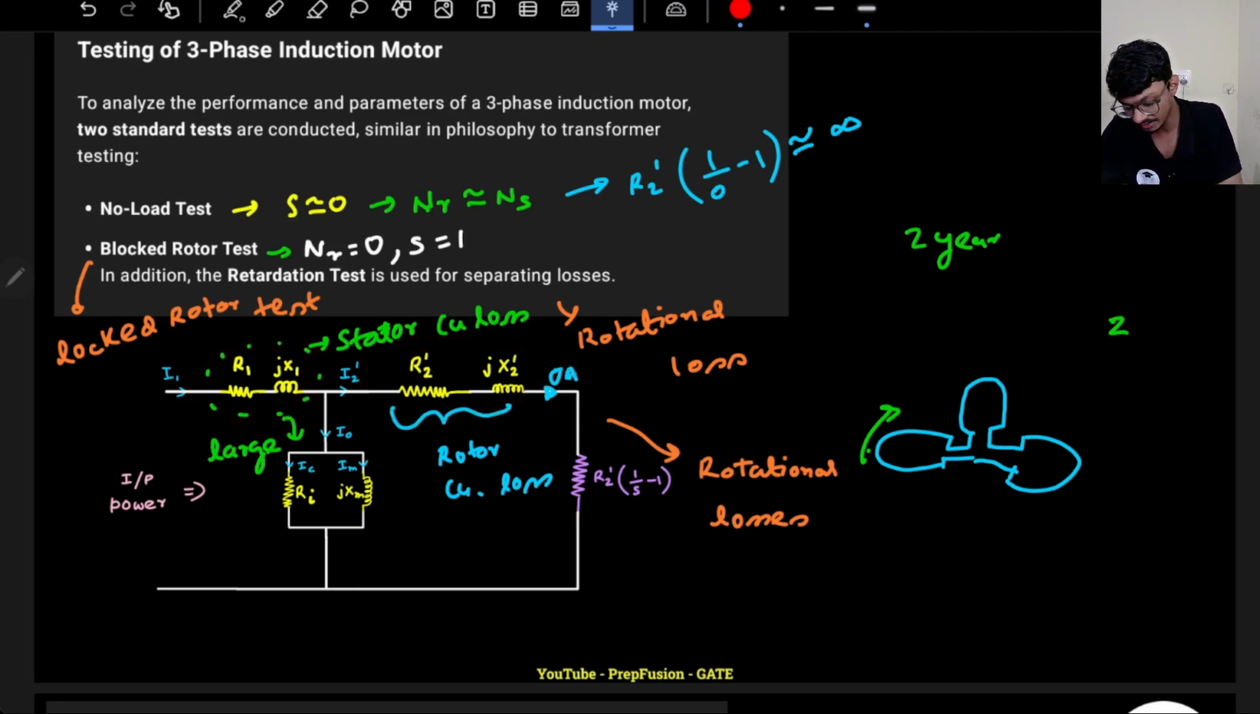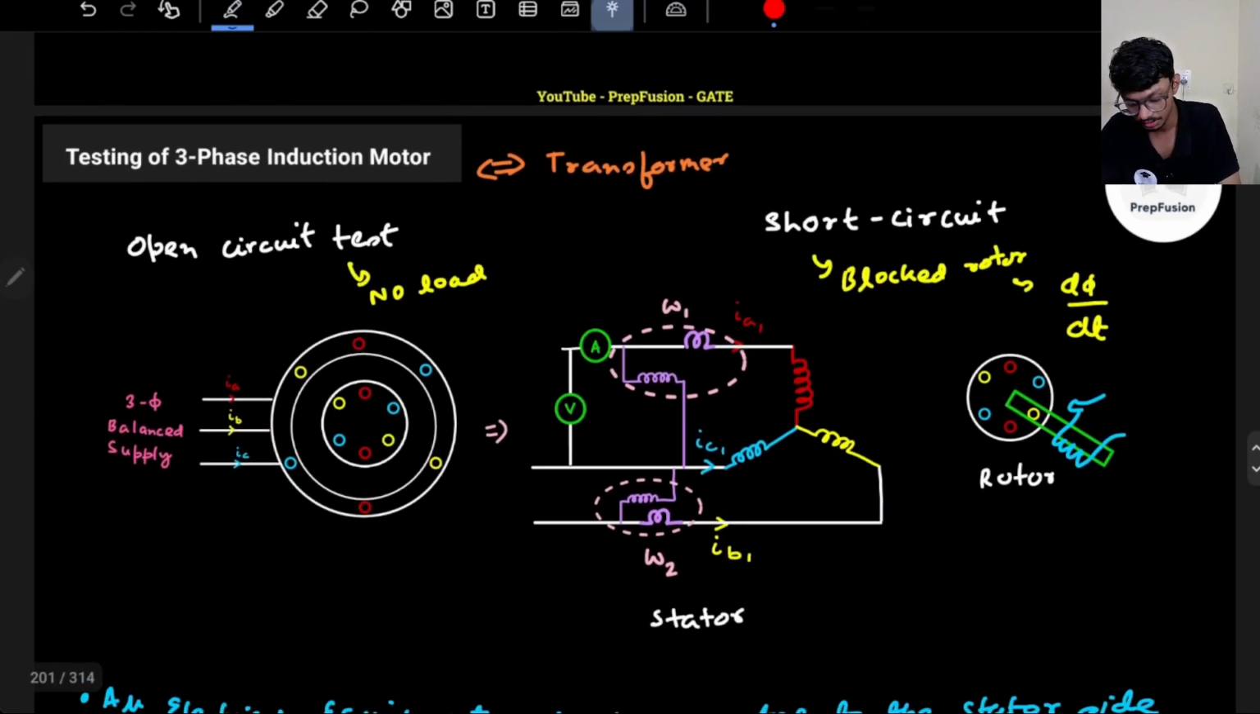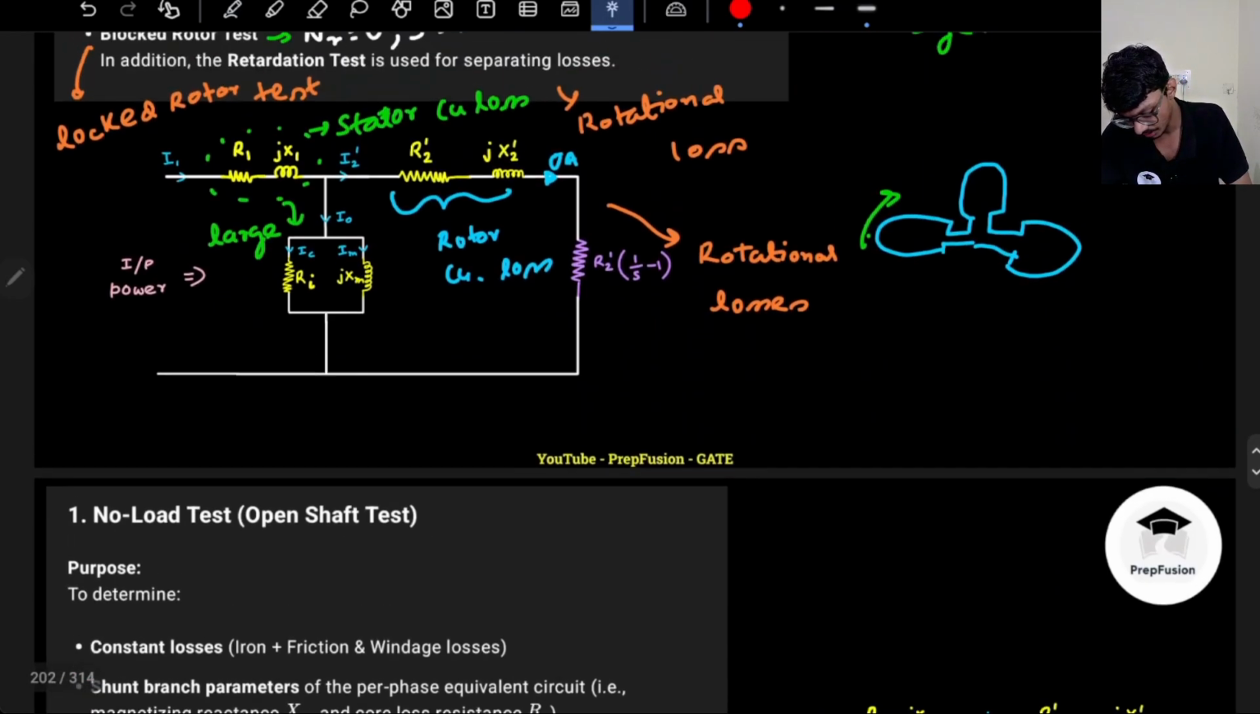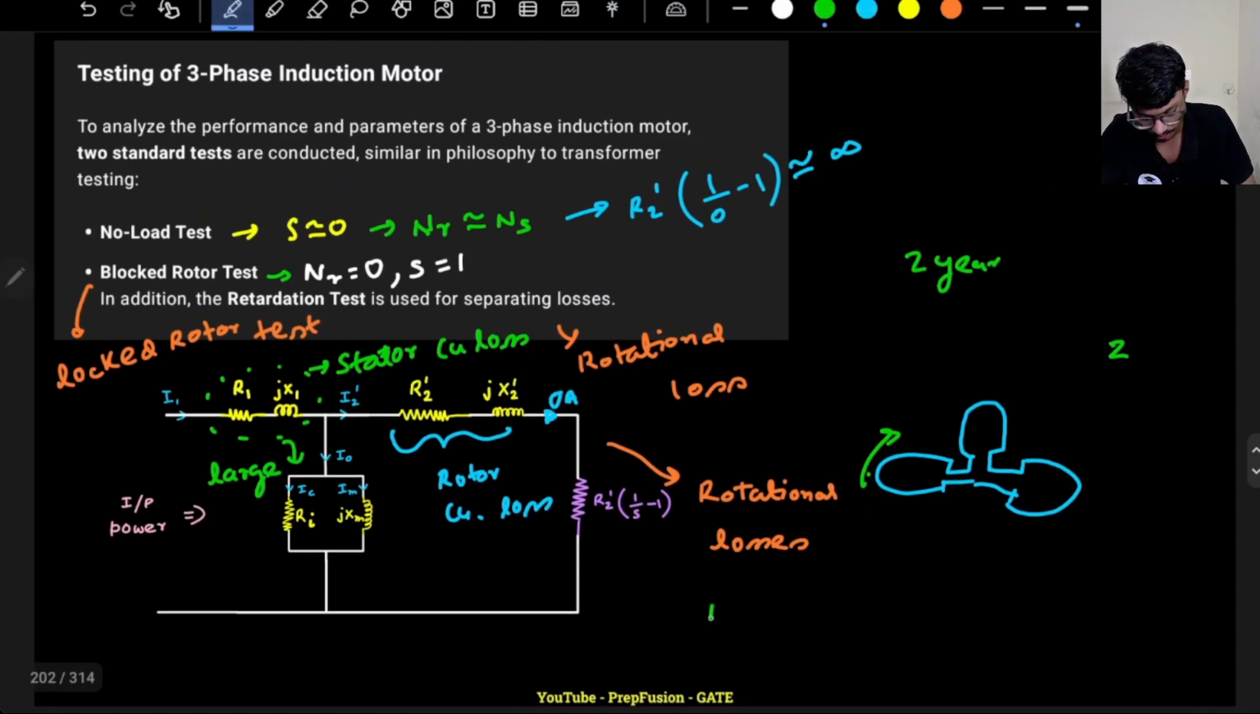So remember what kind of losses I am measuring. This wattmeter, voltmeter and all those things, what will they measure? This time the ammeter current will be the no load current. The ammeter will approximately measure the no load current, mainly contributed by the magnetizing component.